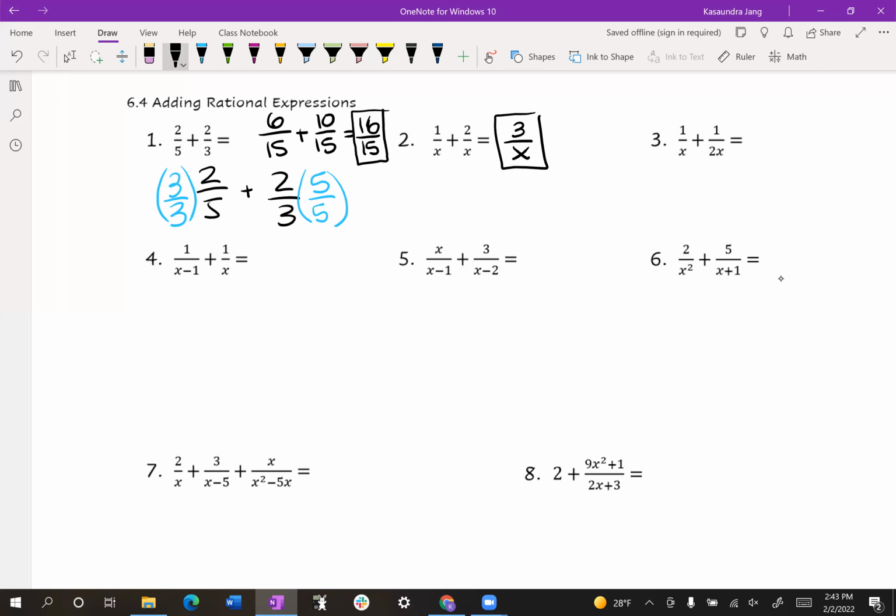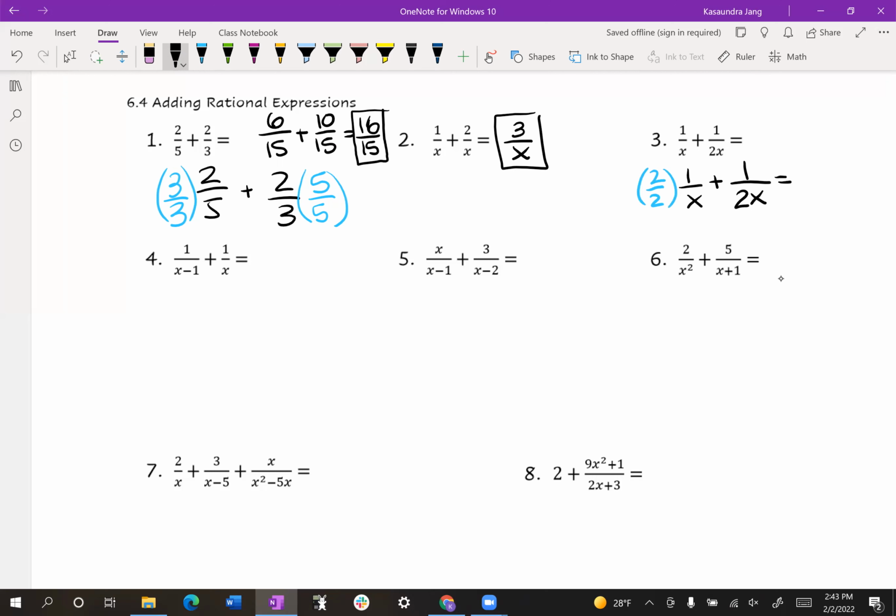On number 3, they do have a little something similar there. They both have an x. The second denominator is 2 times x. The first denominator does not have the 2. So again, I'm going to multiply by my fancy number 1, which you can multiply by 1 all day long. It's not going to change what it's equal to. It will change the way it looks though.